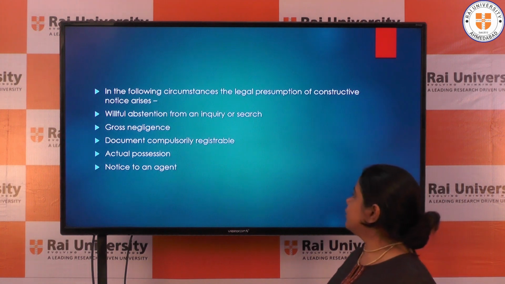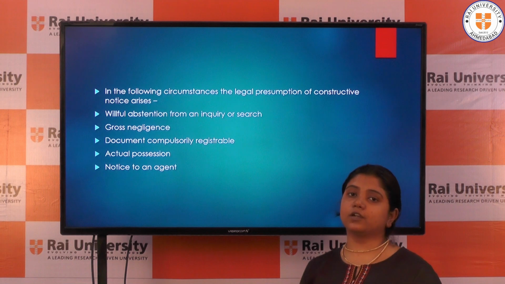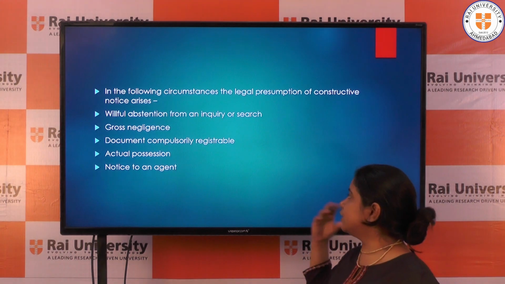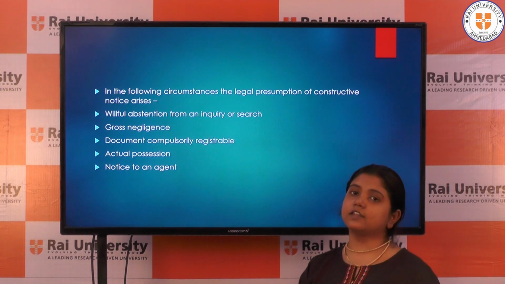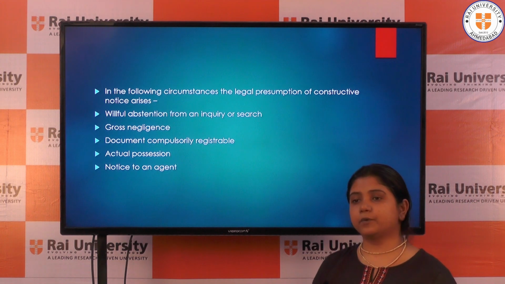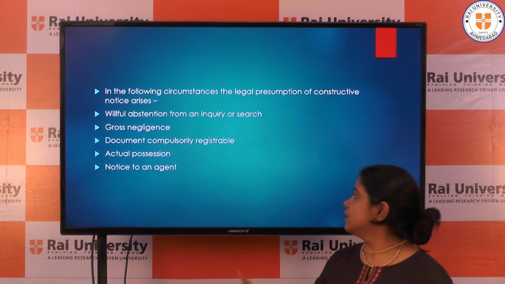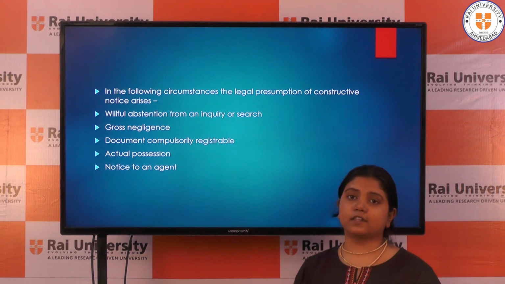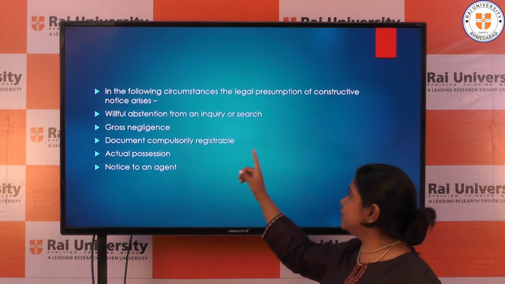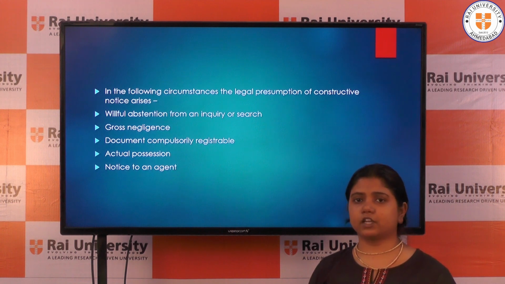The next thing is willful abstinence from inquiry or search. So here the person with the intent, or willfully, has abstained from receiving the notice. For example, if there is a summons from a court and the person refuses to accept the summons from a postman, what will this be? The person has noticed that the postman brought a summons to that particular person, but he willfully abstained from inquiring about it. So what is it? The court will presume that the summons is served successfully.